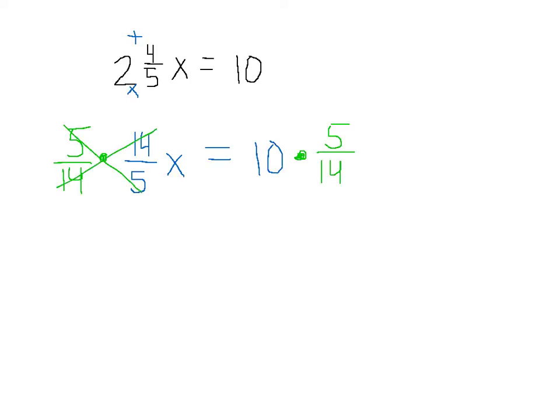So these will cancel out. You'll end up with x equals left over. If you would like to put 10 over 1, you can, and then you can multiply the top numbers, multiply the bottom numbers. But instead of doing that, I'd like to do something a little bit different, just so I don't have to simplify my answer in the end.